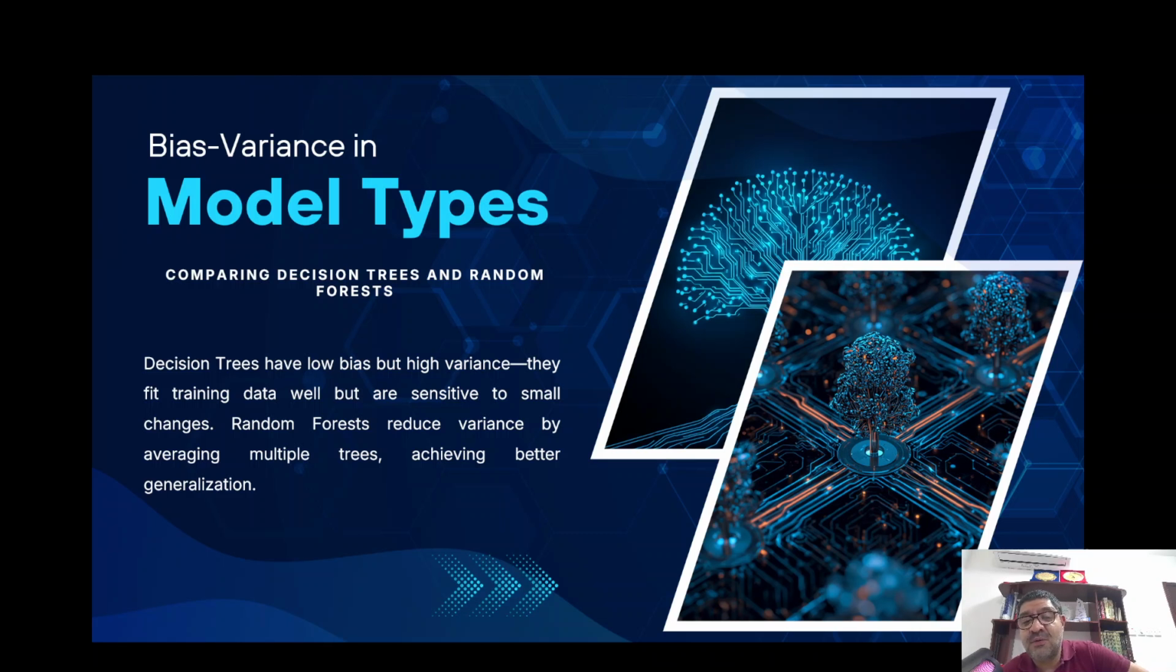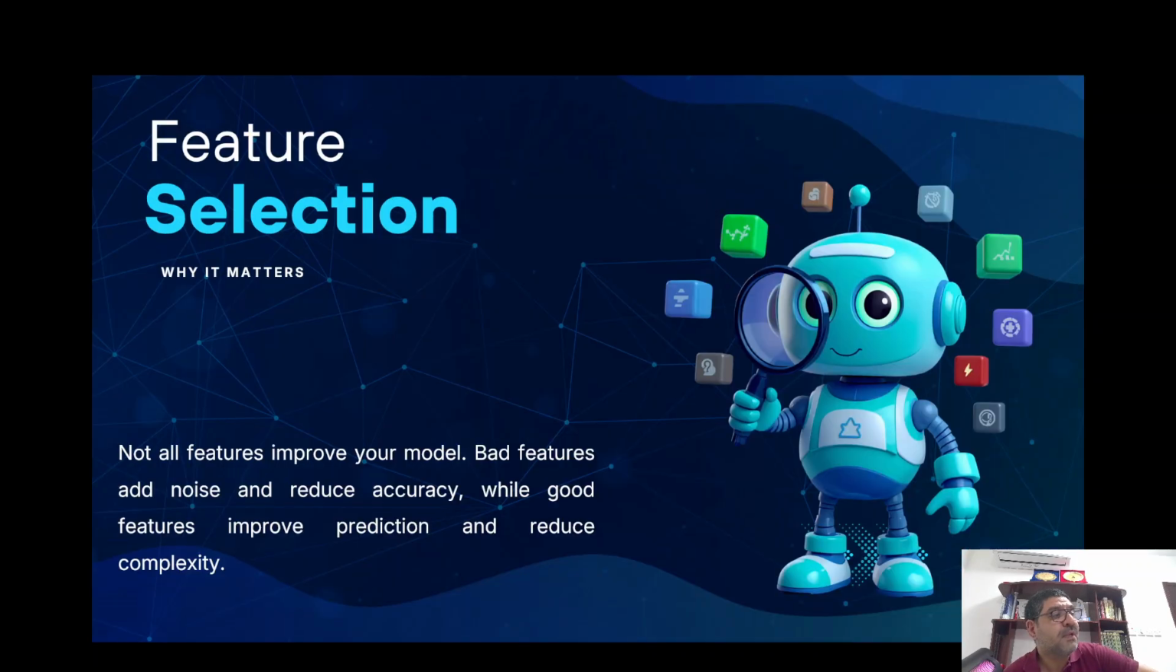So when we are looking at a good fit model, the best fit model, we are looking at one aspect: what is the capability, the competence of generalizing. The model should have the capability of achieving better generalization. That's what happens with random forest, because it reduces variance by averaging. So that is there. And feature selection, why it matters, we have discussed earlier as well.